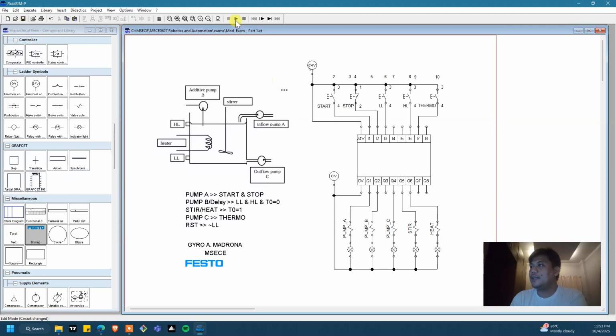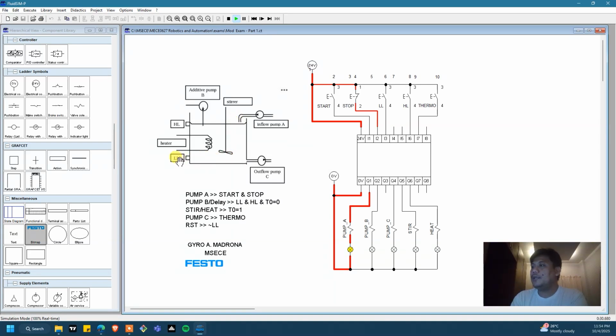Okay, so let's try to simulate. That's the first sequence. So I'm going to press start. Pump A will be activated. Take note of this lamp, which simulates that pump A is activated. So I will press start. Okay, so pump A is now activated. So liquid will flow through this pump, filling up this tank.